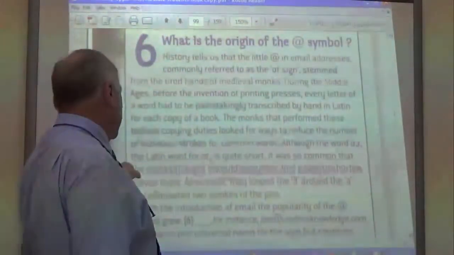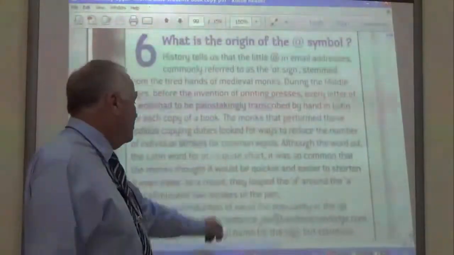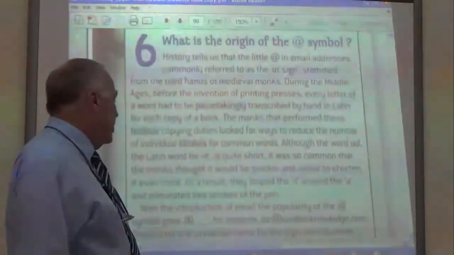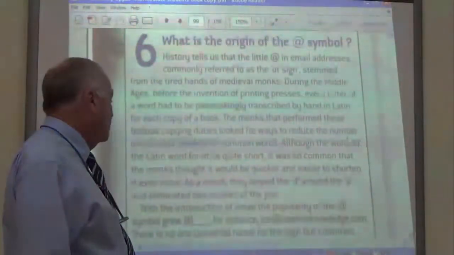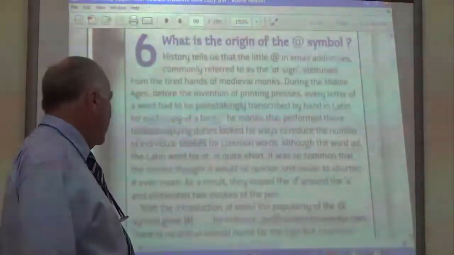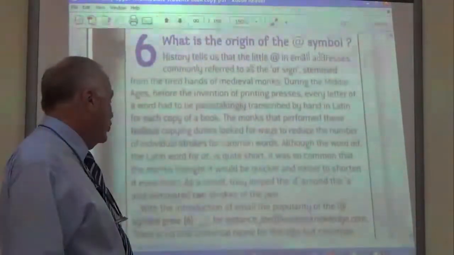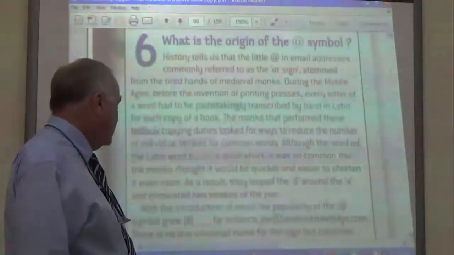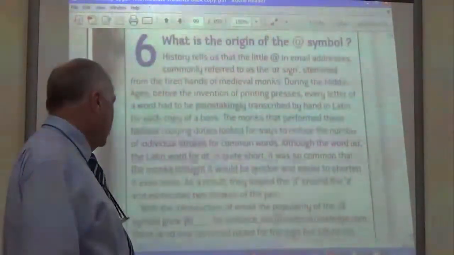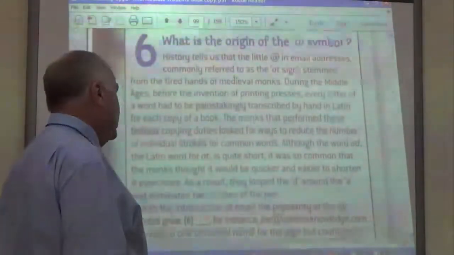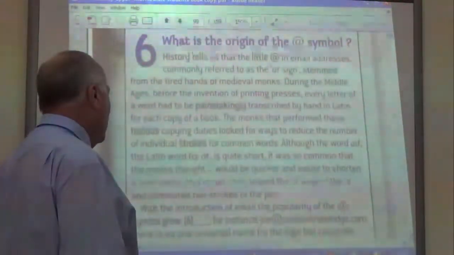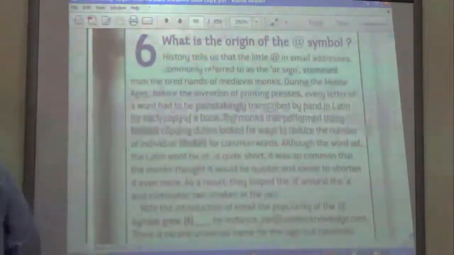Although the word ad, the Latin word for at, is quite short, it was so common that the monks thought it would be quicker and easier to shorten it even more. As a result, they looped the D around the A and eliminated 2 strokes of the pen. With the introduction of email, the popularity of the at symbol grew. For instance, Joe at uselessknowledge.com. There is no one universal name for the sign.